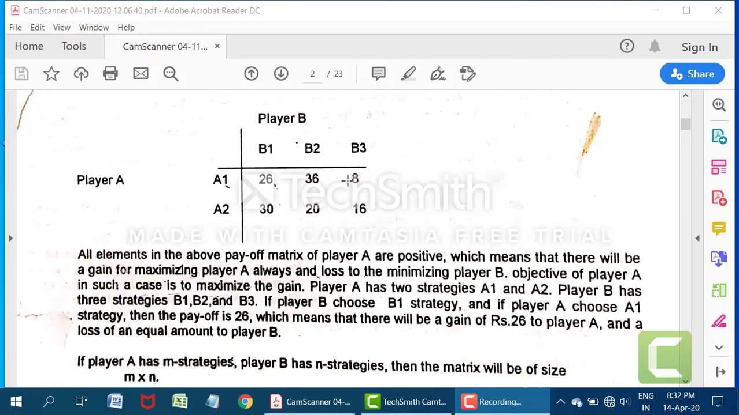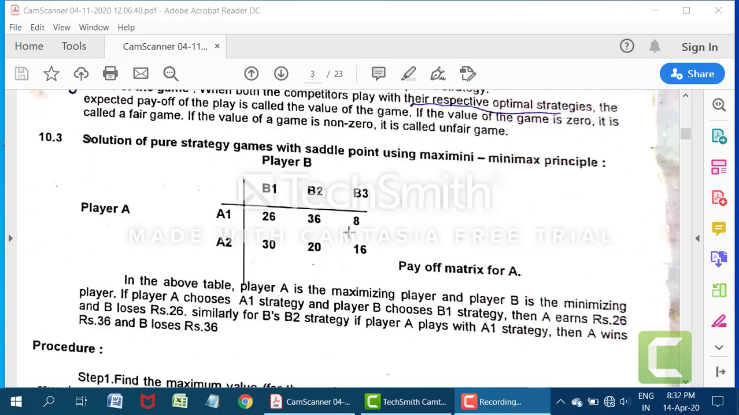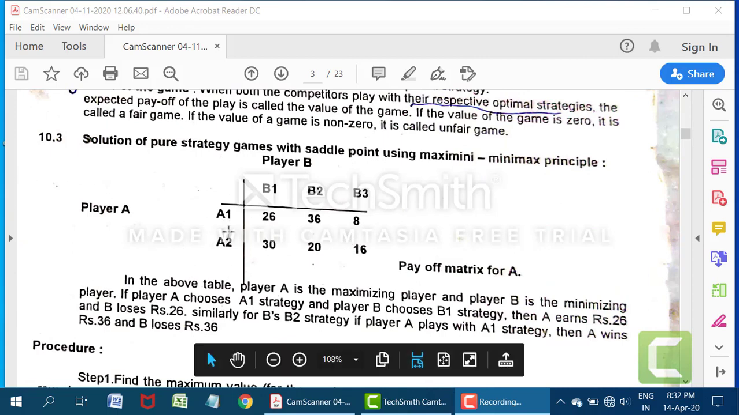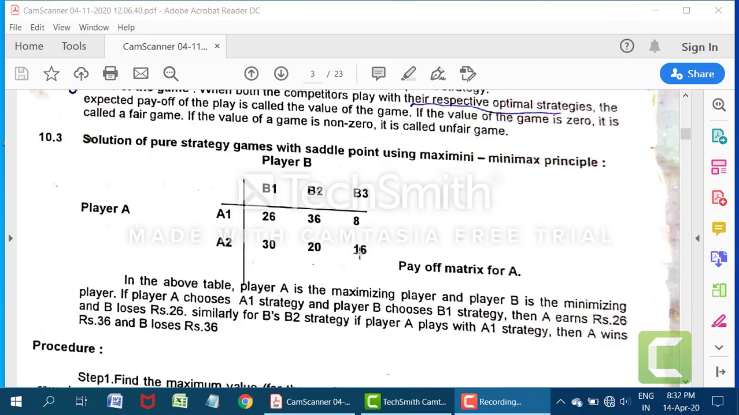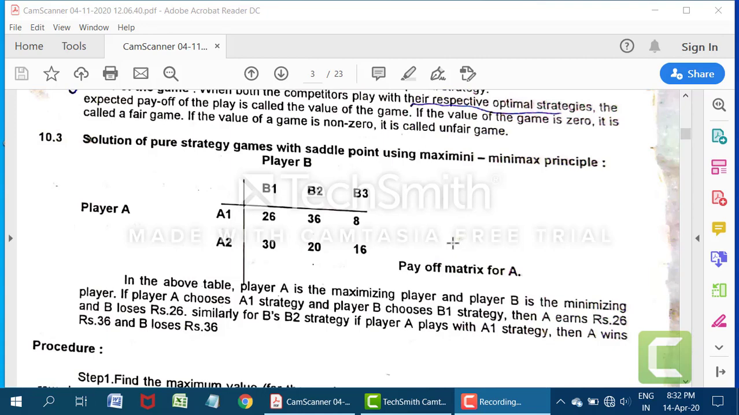Remember, if a payoff matrix is directly given, the first step you need to do is to find whether the game is a pure strategy game or not. That must be found out. See here, the same game is available here. Player A has A1, A2 strategies. Player B has B1, B2, B3 strategies. Whether the solution of this is a pure strategy game or a mixed strategy game can be found by applying a certain criterion called the maximin and minimax criterion.